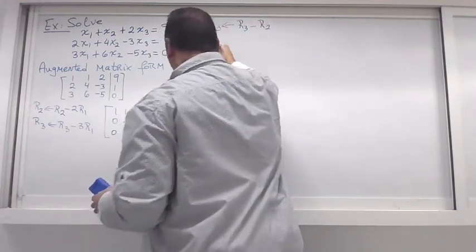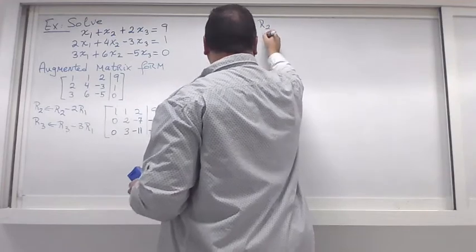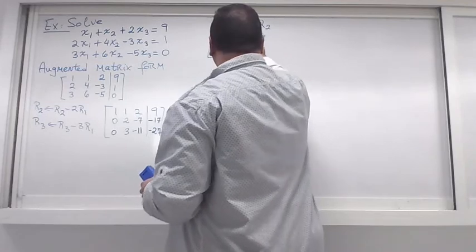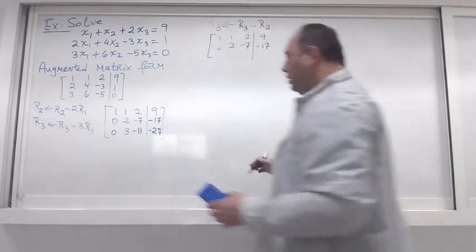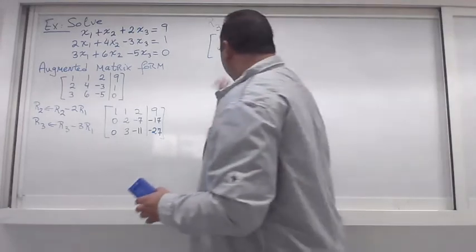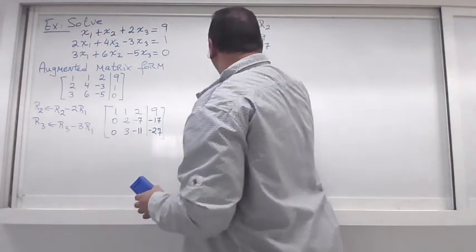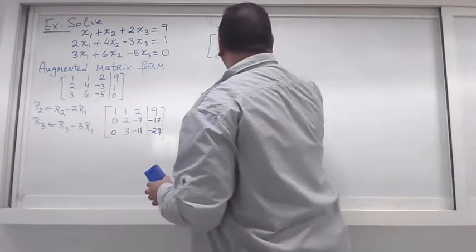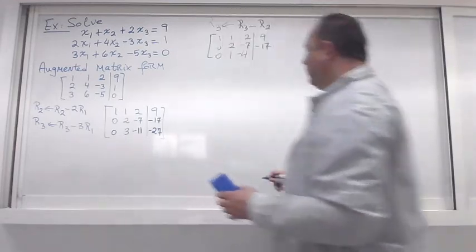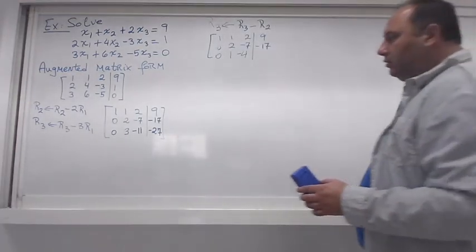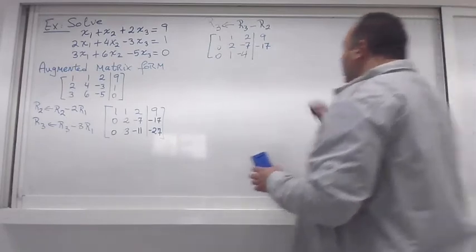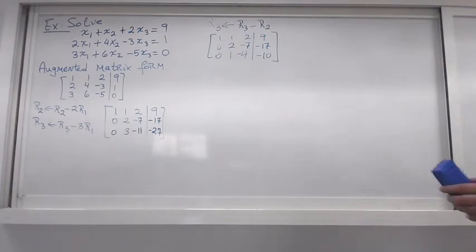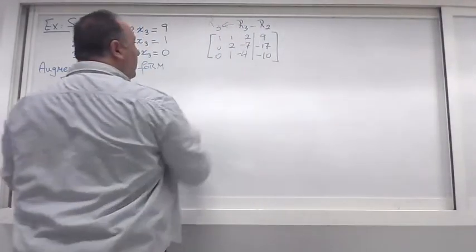So what do I get? So 1, 1, 2 doesn't change. 9, and then 0, 2, negative 7, negative 17. So now row 3 minus row 2. 3 minus 2, 1. Okay, cool. Minus 11 plus 7, negative 4. And then negative 27 plus 17, so that's negative 10. Okay, so I have 1 here, cute.